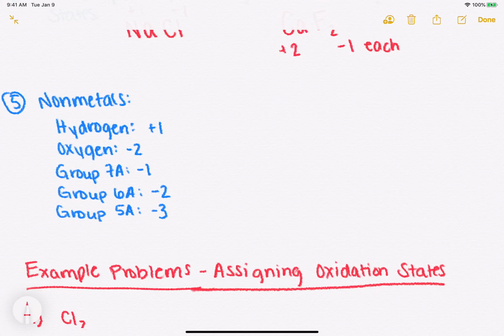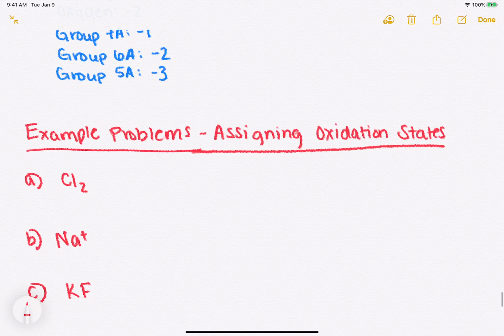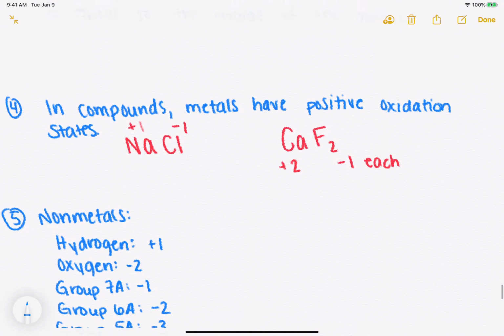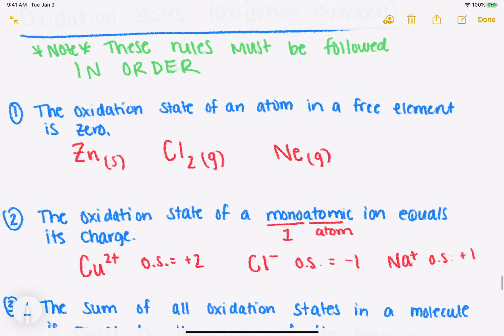So there's all the rules. Here's how you actually use them. So basically, we kind of go through the checklist step by step until we assign all of the oxidation states. So for A, we have chlorine. Well, first we go to rule number 1. The oxidation state of an atom in a free element is 0. Is this a free element? Yes, it actually is, and it's actually one of the examples that I just showed.